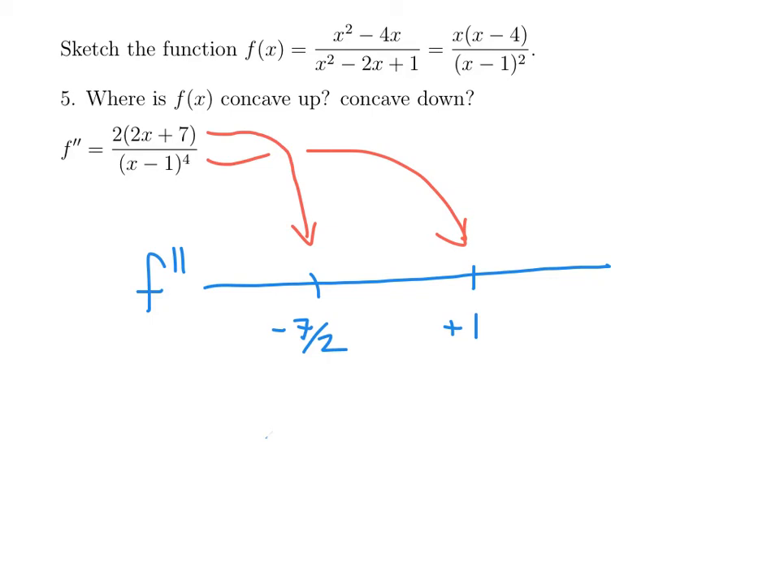Just testing values, we see that for x values bigger than 1, the second derivative is negative. Between minus 7 halves and 1, the second derivative is negative, but less than negative 7 halves, the second derivative is positive, which means that we're concave up, concave down, and concave down.